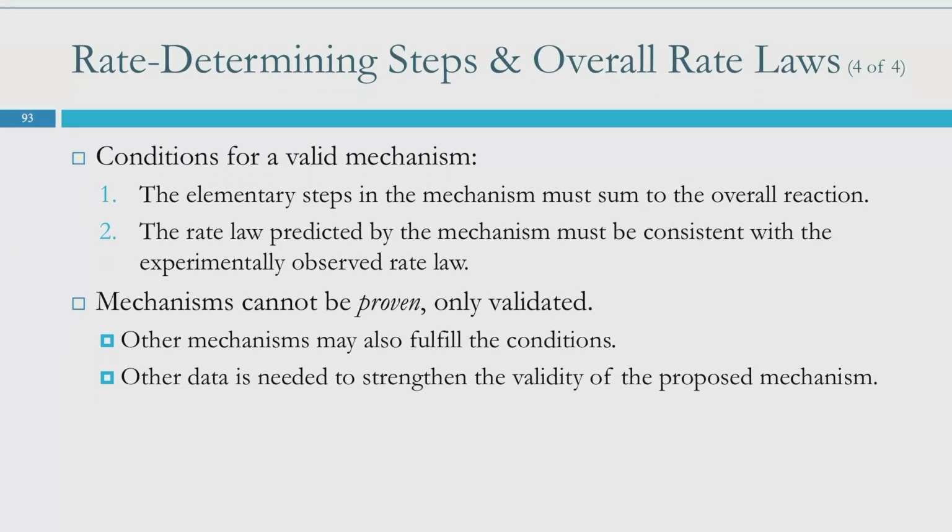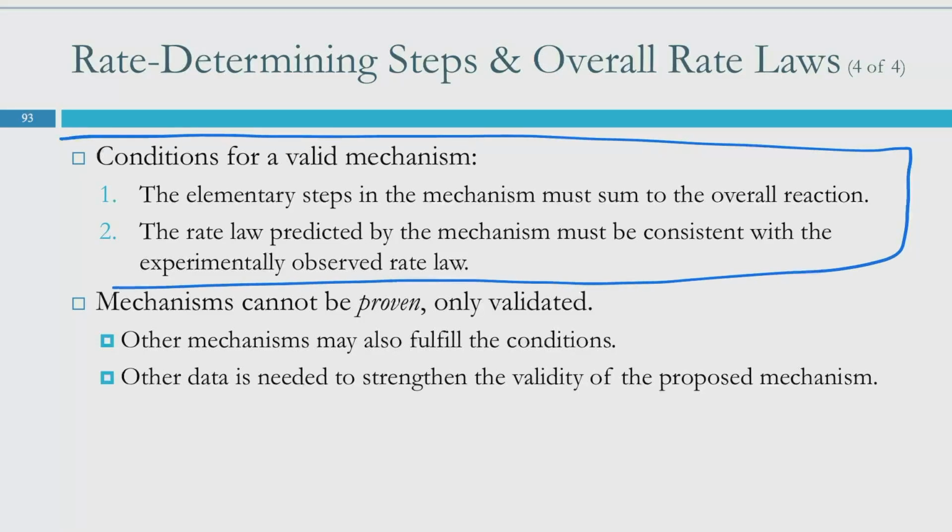In order for us to have a valid mechanism, we've got two important points. Those two important points are that the elementary steps, those individual steps, have to sum to the overall reaction. So we've got to check and make sure we've got all of our reactants that we're expecting on the left side, we've got all of our products that we're expecting on the right side, and our intermediates show up on both sides in at least some elementary step. So we can cancel those all out, add them up, subtract them out.